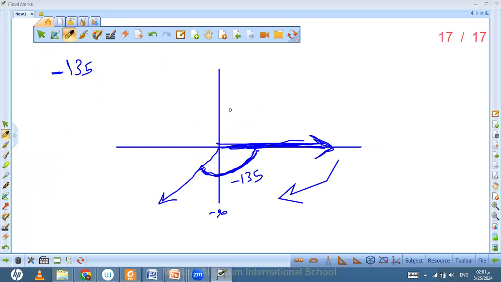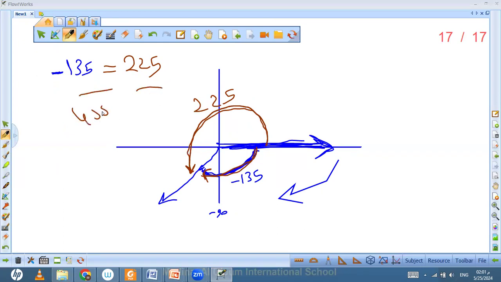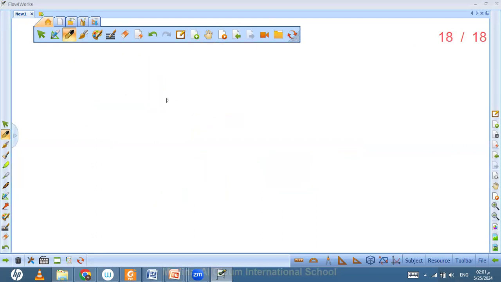Go to the next one. This one, negative 135. I go clockwise. I need the equivalent measure. I can go counterclockwise. If I go counterclockwise, I'm going to move what? 225. It means the angle has a positive measure and a negative measure for the same angle. And both of them are less than 360. Let's do another one.